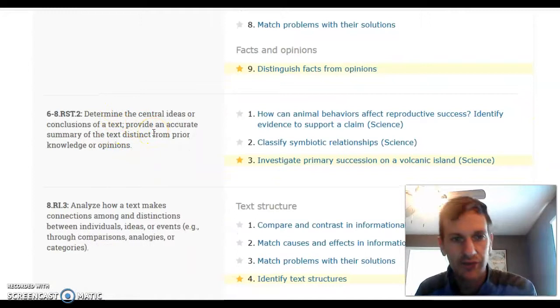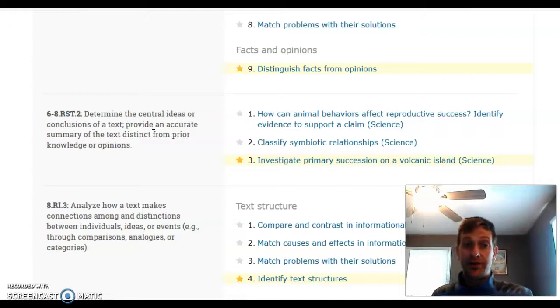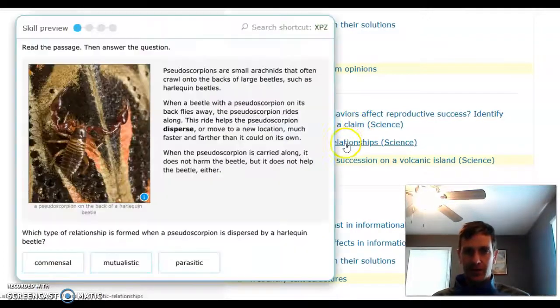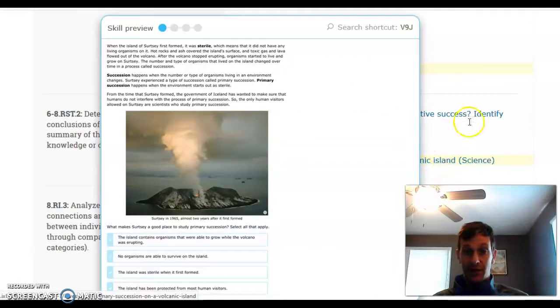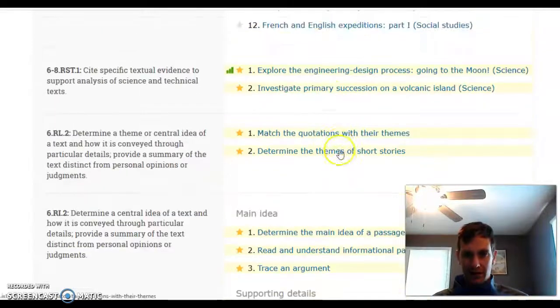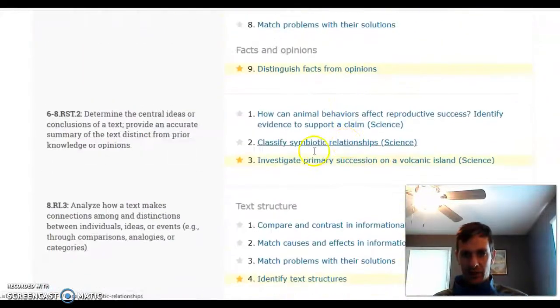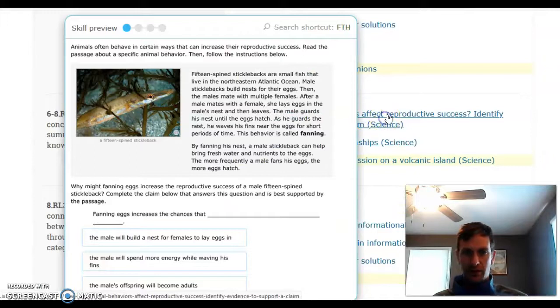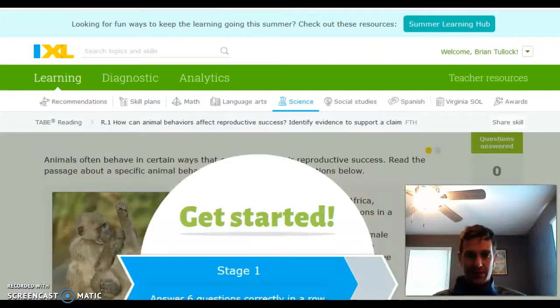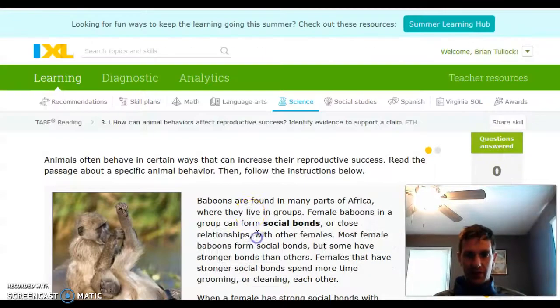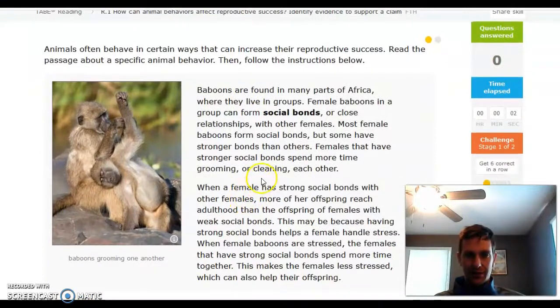So we're essentially looking for main ideas and conclusions and providing an accurate summary of the text, separate from prior knowledge or opinion. So what does that mean? Well, let's look at how some of these questions might look for you guys on your TABE test. So the volcanic island, it's all kind of the same idea, but let's just start right here, okay? Yes, this is a reading test, so there are going to be reading passages. It's not just go ahead and answer questions. It's about interpreting information.